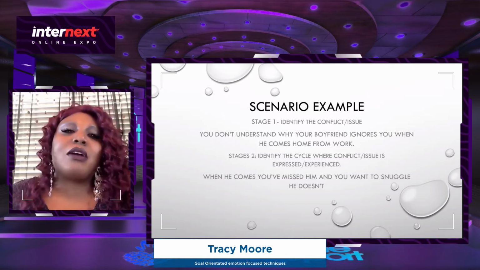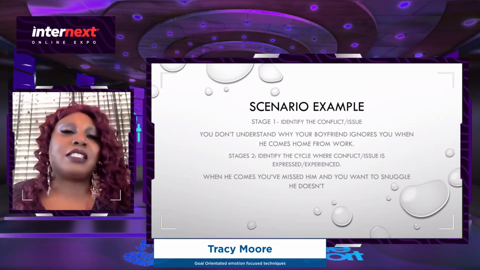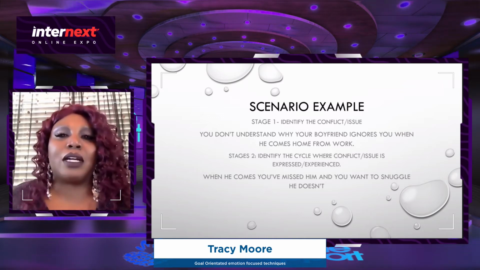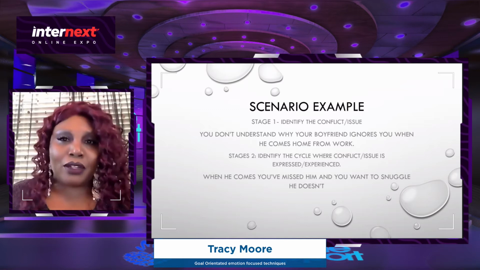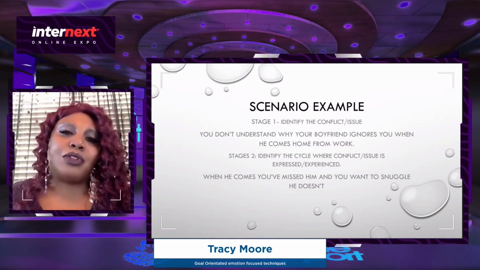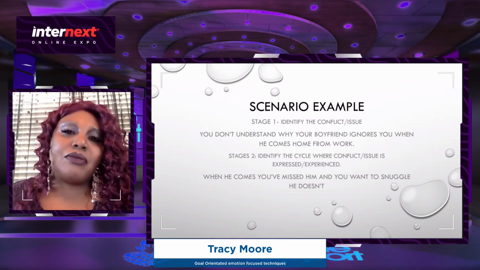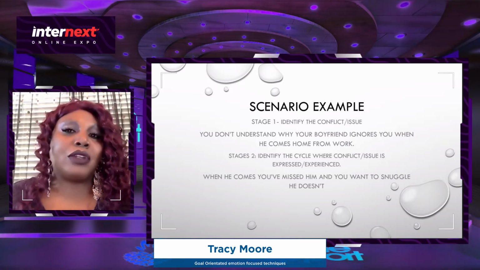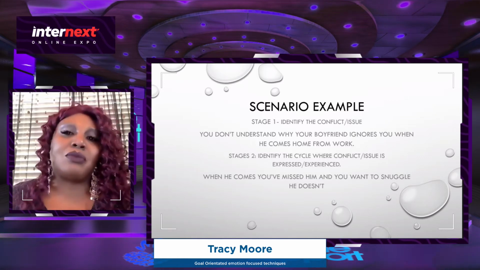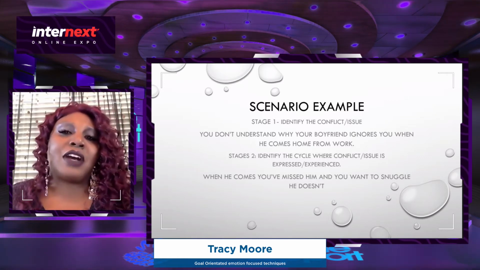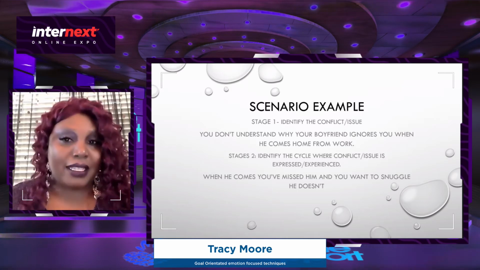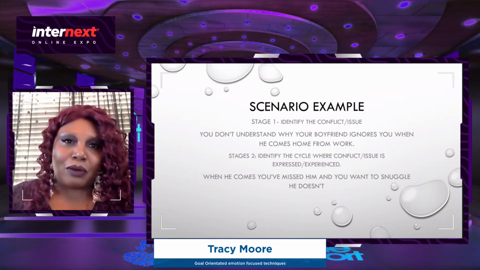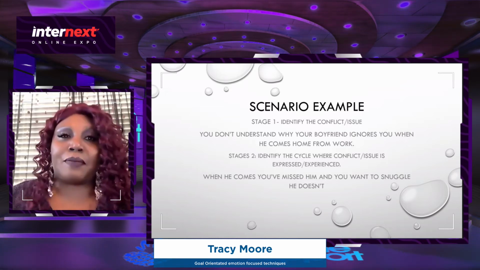When he comes, you've missed him and you want to snuggle and he doesn't. So there you have two things. Number 1, the issue, you're being ignored. And then number 2, you're not understanding why you're being ignored. And this is where the identified conflict and issue is expressed, okay? Because you want to snuggle, he doesn't want to snuggle. He has his own feelings about whatever's going on. Maybe he had a bad day. I don't know what the case may be.